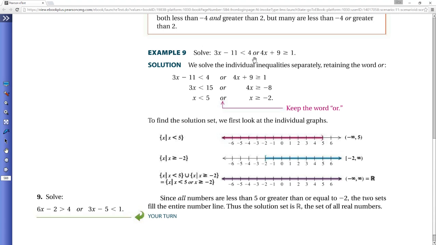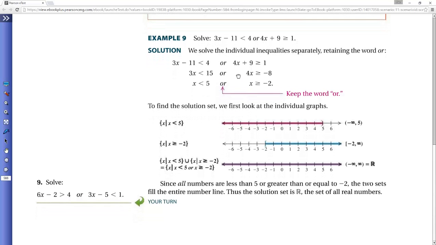They got an or again, so it's union. They solve those, they get x is less than 5 or x is greater than or equal to negative 2. So in this case there is overlap, right? And if it was an intersection, it would be very specific. The purple would only be what was considered overlapped for both, right?